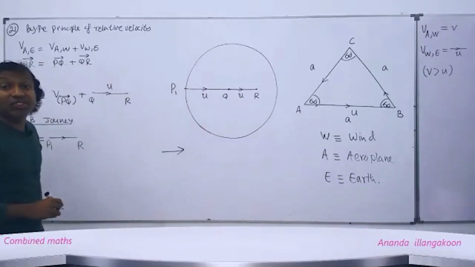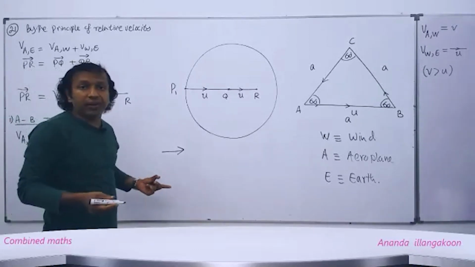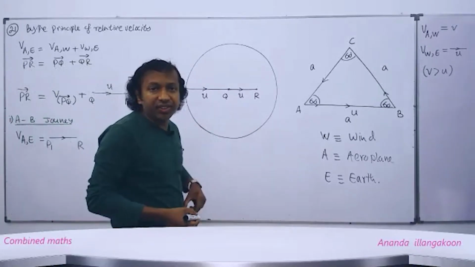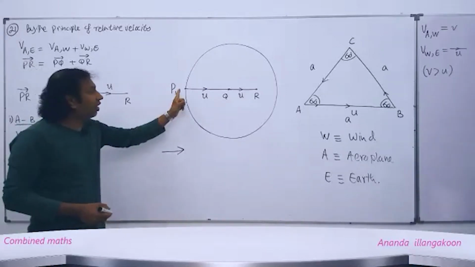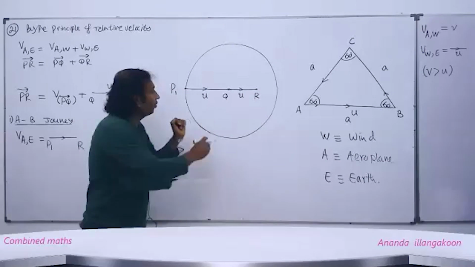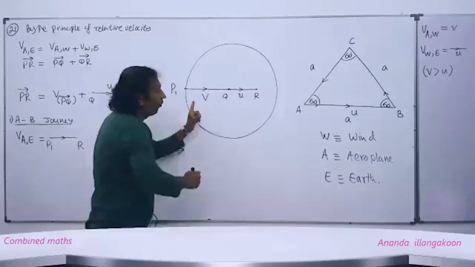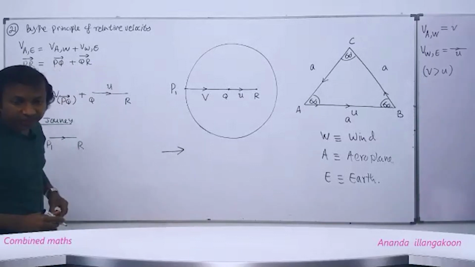Then what is the velocity relative to Earth of the aeroplane when it moves from A to B? People, for the AB journey, the velocity of the aeroplane relative to Earth is given by P1R. What is this P1R now? The distance from P1 to R. This is V, this is U, no? This is V plus U. V plus U. Understand? Right?